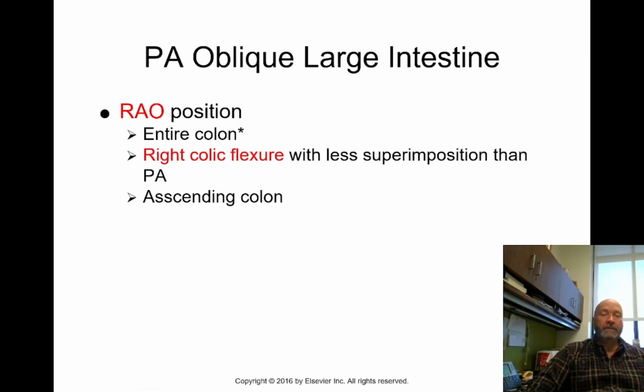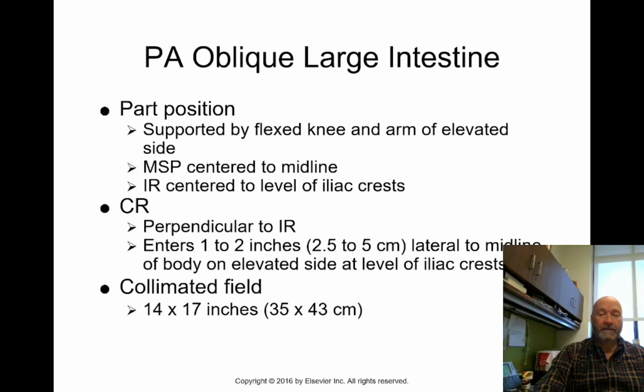So what you want to do in some cases, I'll show you some examples of this in a second, but what you might want to do is position a little bit above the crest. Your central ray positioning is going to be 1 to 2 inches lateral to midline, just like on the AP. Although you've got a little bit more of a visual in this case, just go 1 to 2 inches lateral towards the elevated side to be lateral to the spine. So you got a visual there. You can palpate, but you've also got a visual there as well. So it makes it a little bit easier.